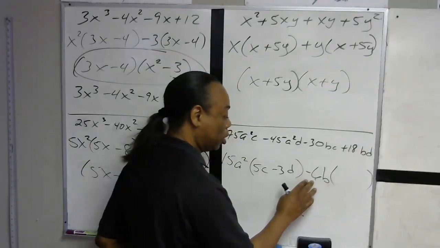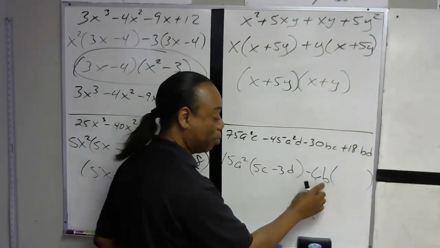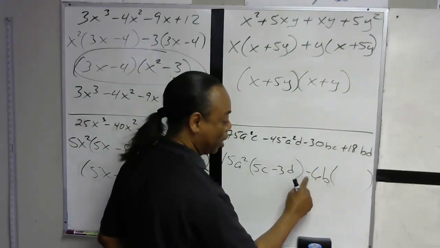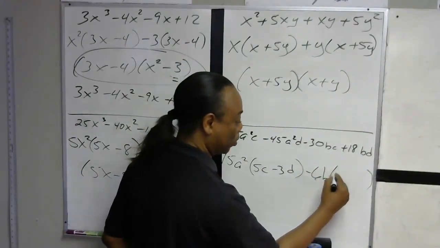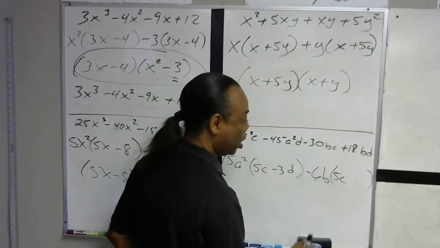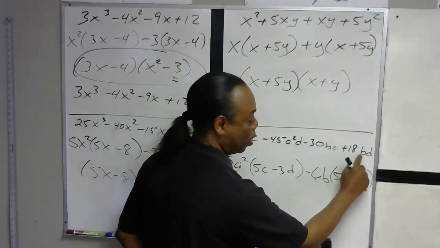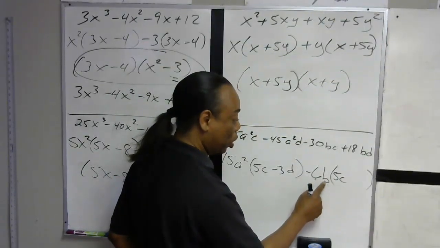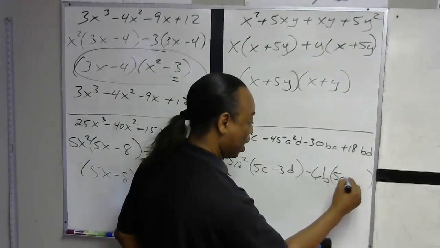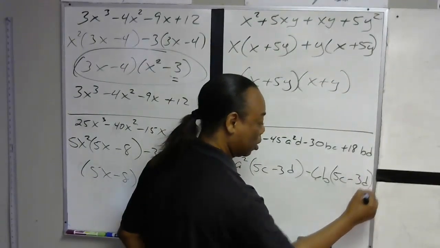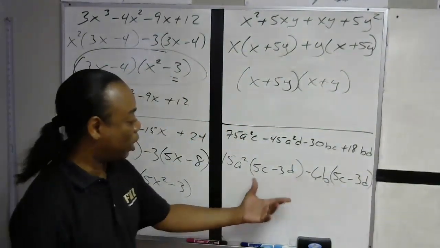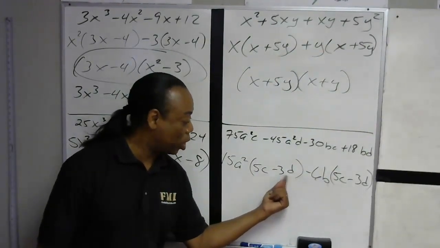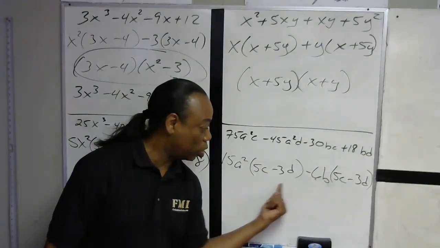All right, so we're going to pull a negative 6 and a b out of all three of these. Negative 30bc divided by negative 6b will leave us 5c, and the positive 18bd divided by negative 6b will leave us negative 3d. Okay. So we got everything. We have a GCF here of 5c minus 3d, and we're going to take that out.